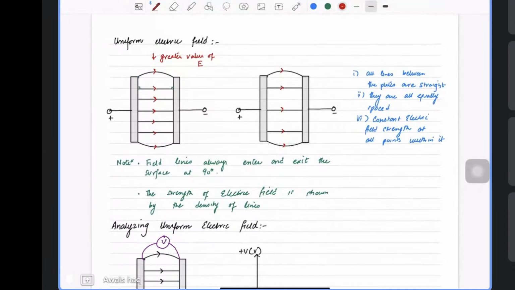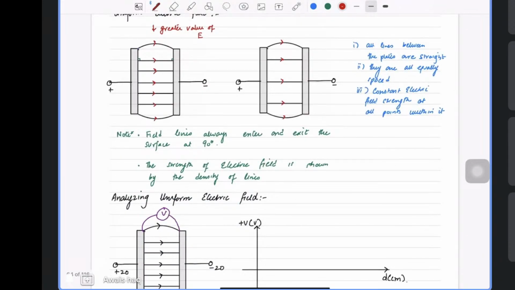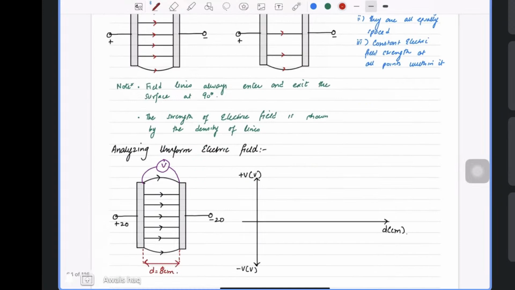So we can always write it is depicted by how close the lines are. So that's pretty much it. Now, when you're looking at something like this, you should remember that suppose you have an electric field, one plate is like 20 volts and there's one plate at negative 20 volts.